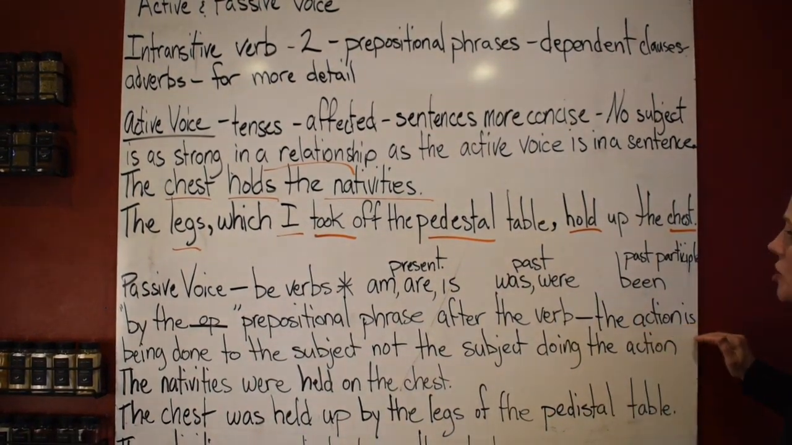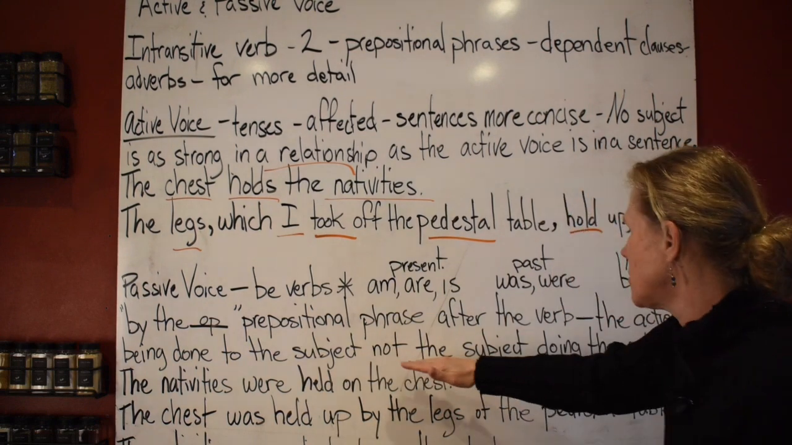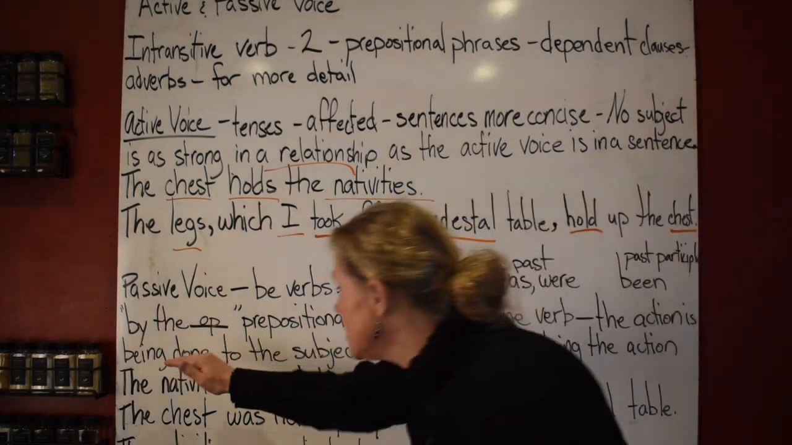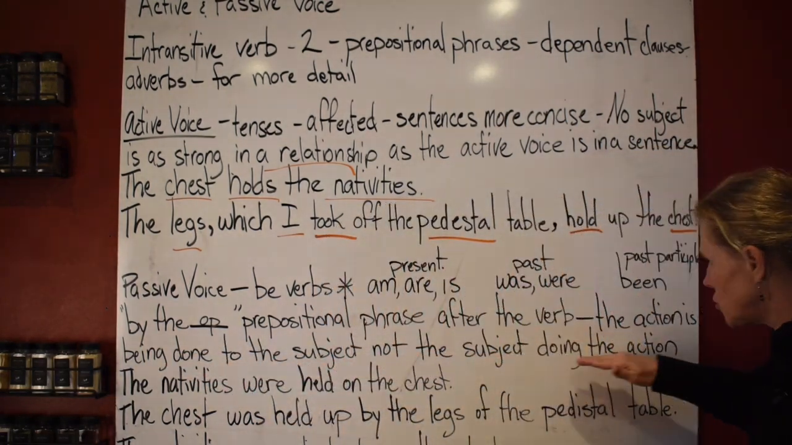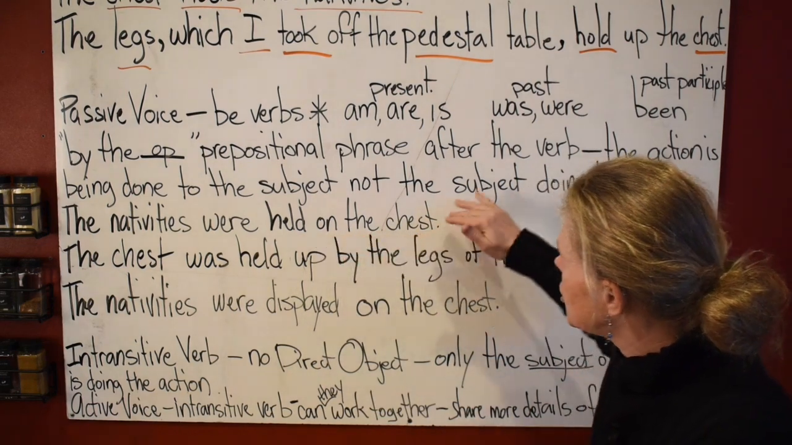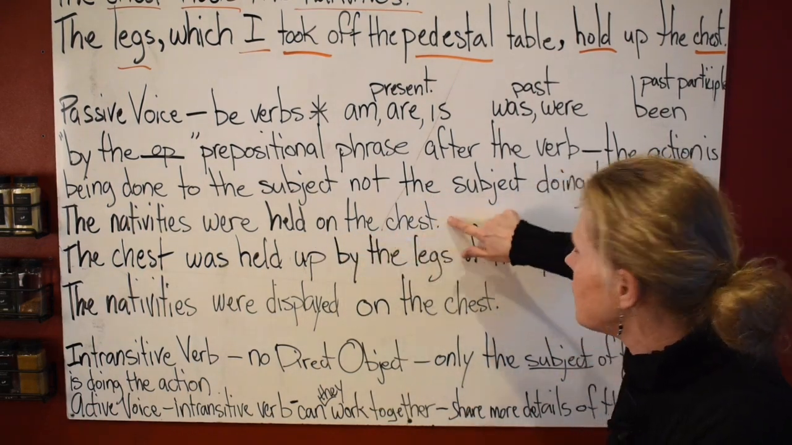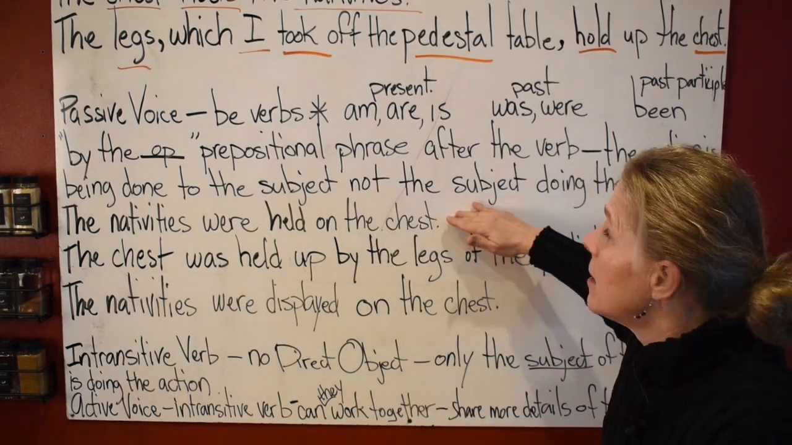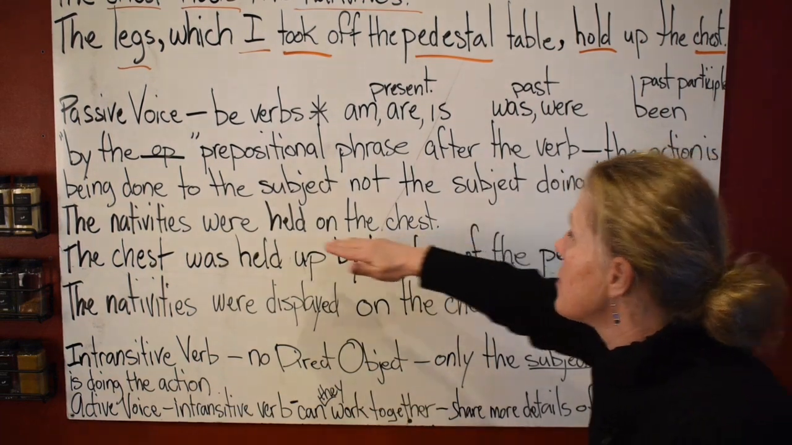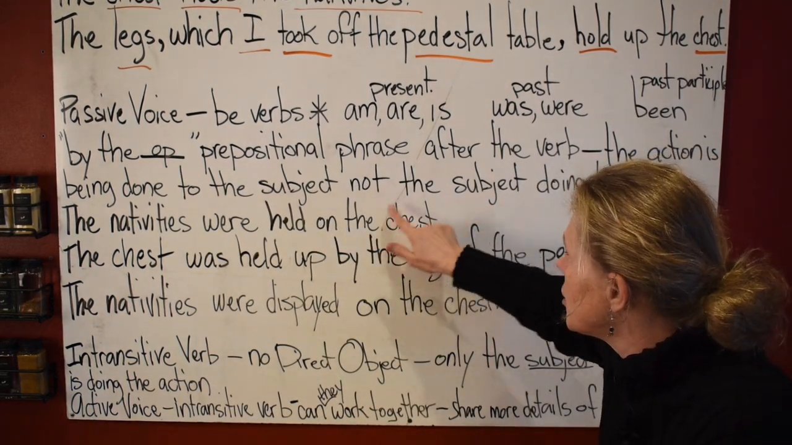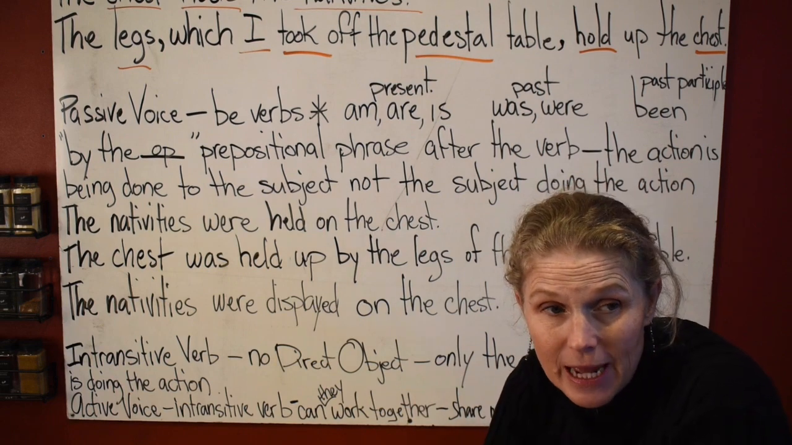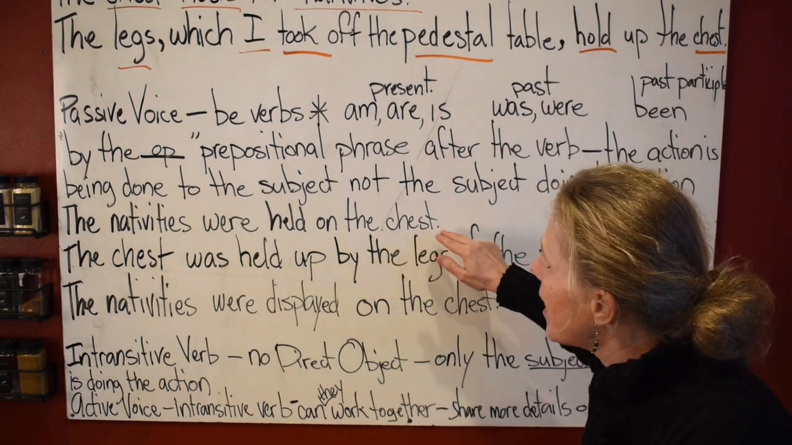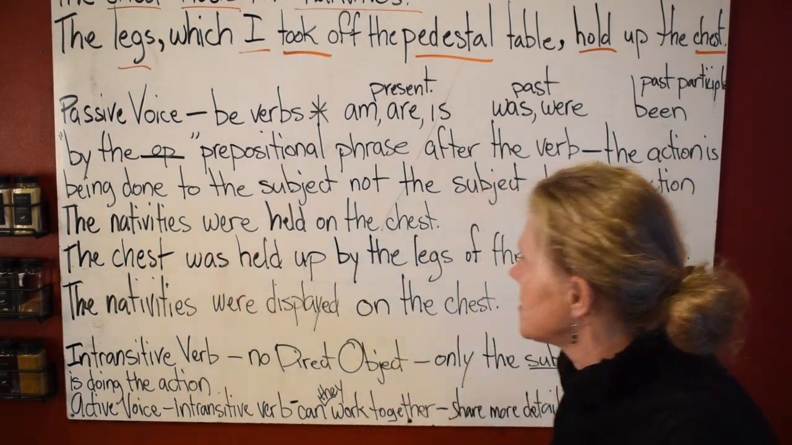Now, the action is being done to the subject, not the subject doing the action. I'm going to read that again. The action is being done to the subject, not the subject doing the action. Look at this one on the chest. If you want it to be active voice, the word that is the object of the preposition in the prepositional phrase is the subject that you would use in active voice. So if you wanted this to be in active voice, you need to say, the chest held the nativities.